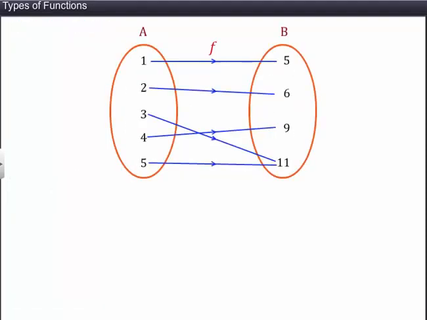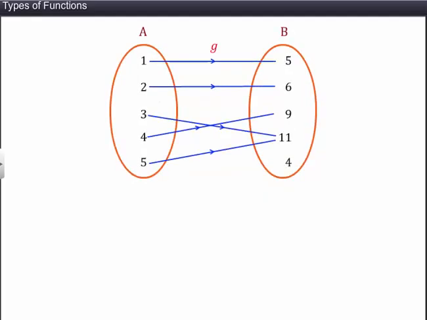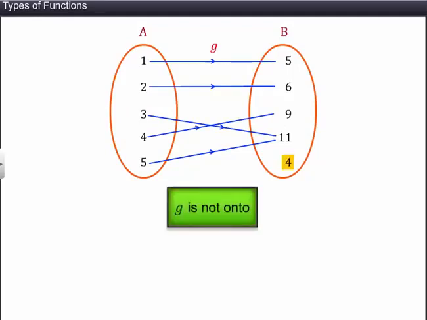The functions in which two elements are mapped to the same element are also onto, provided there exists a pre-image of every element in the codomain of f. For example, function f from A to B is onto. However, g is not an onto function since the element 4 in the codomain of g does not have any pre-image in the domain.